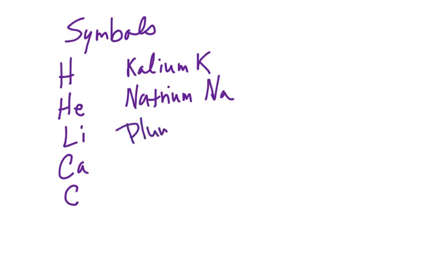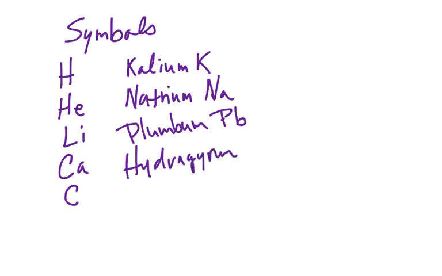We have some kind of fun ones. Plumbum, which is Pb, that's Latin for lead. We have hydragyrum, that's Hg, that's not hydrogen, it's mercury. We have ferrum, which is Fe, that's for iron. So we have a lot of symbols that are a little bit strange, and the sooner you start memorizing those, the better. So those are symbols.